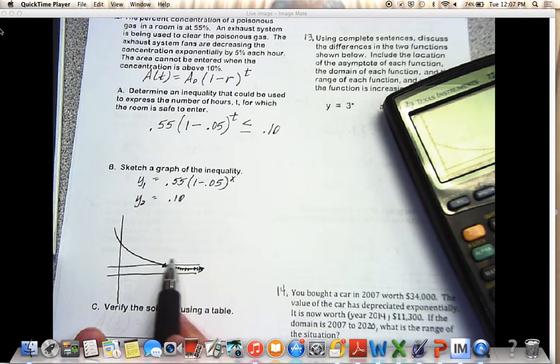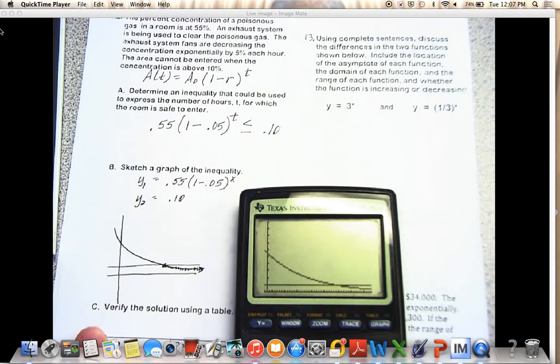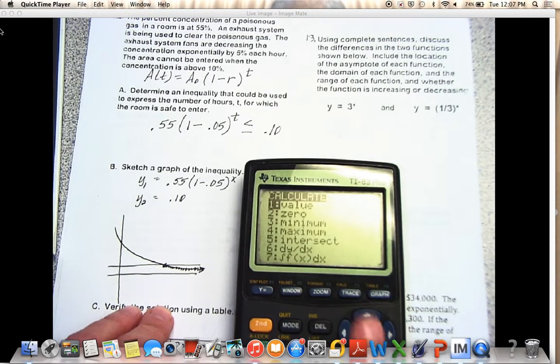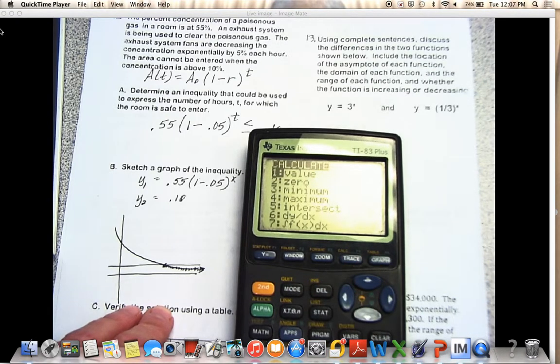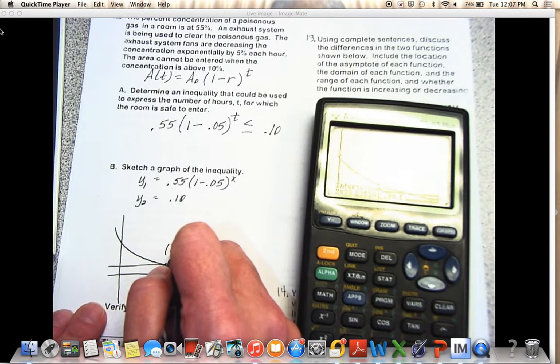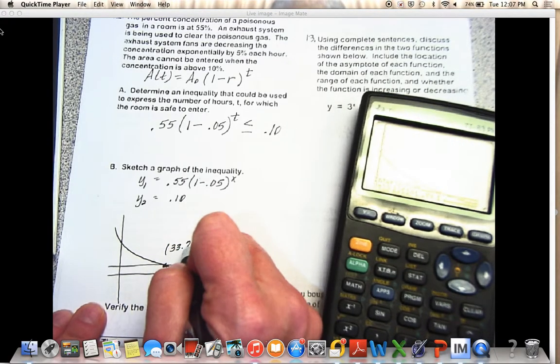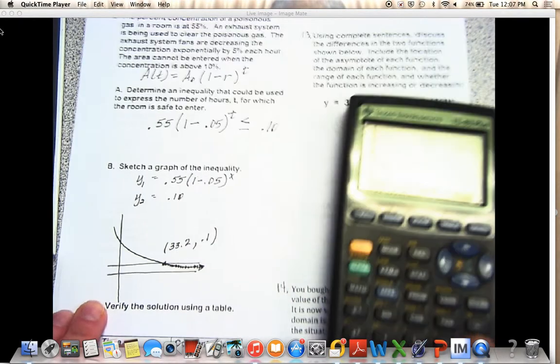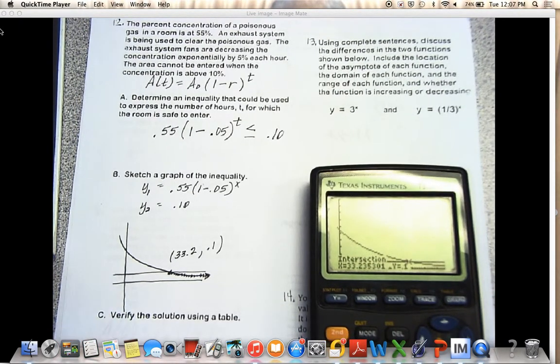How do I find this point? Second trace is the button, and then it is the intersection. So second trace 5, enter. So 33.2, and y'all notice the y value over there is at 0.1. So the answer to this are the x values that work.